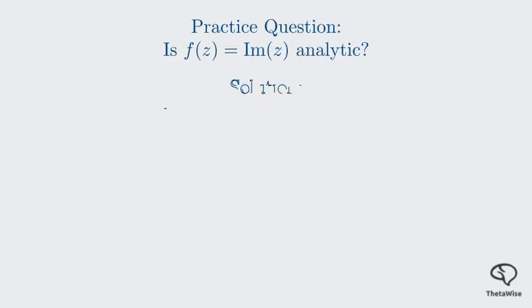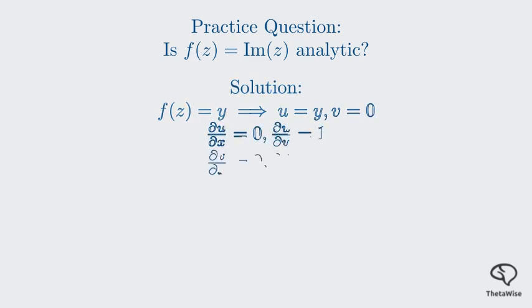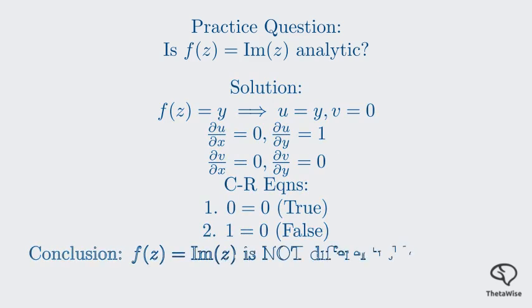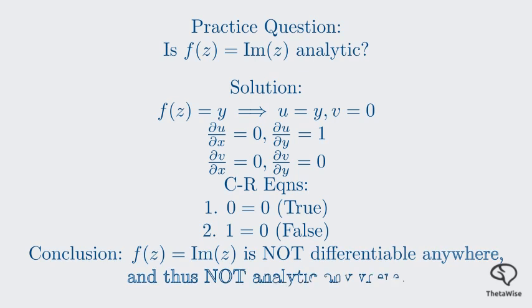For practice, try to find where, if anywhere, the function f of z equals the imaginary part of z is differentiable. Let's work through it. F of z equals y, so u is y and v is 0. Ux equals 0, uy equals 1, vx equals 0, vy equals 0. The Cauchy-Riemann equations become 0 equals 0 and 1 equals 0. The second equation is always false. So f of z equals Im z is not differentiable anywhere. By now, you should be a pro at this.